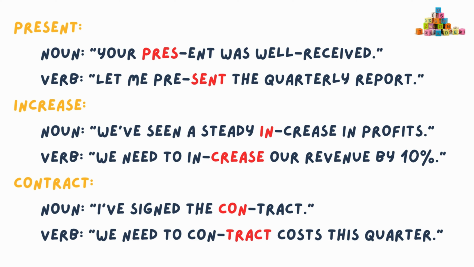Let's look at the second word. If we look at it as a noun, it's increase. We've seen a steady increase in profits. Whereas if we look at it as a verb, it is to increase. We need to increase our revenue by 10%. And the third word, if we look at it as a noun, it is a contract. I've signed the contract. Whereas if we look at it as a verb, it is to contract, which means to decrease. We need to contract costs this quarter.